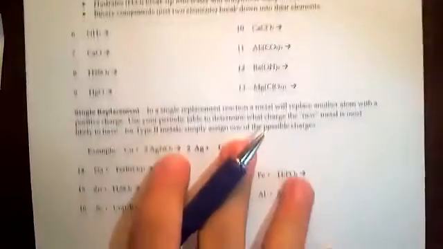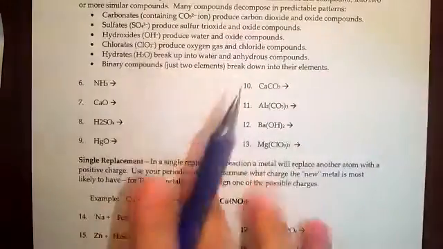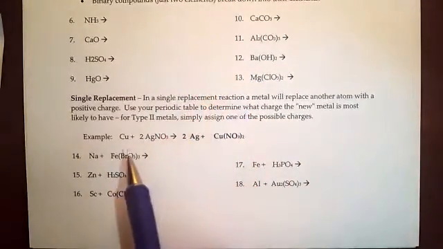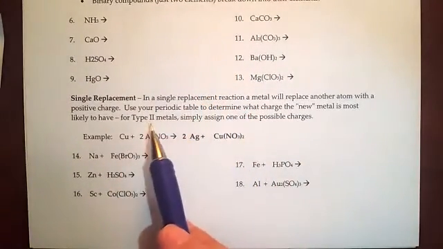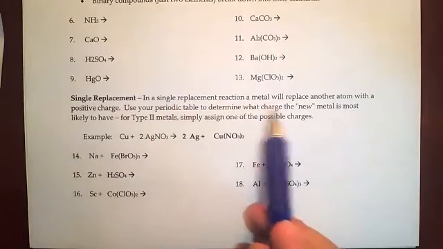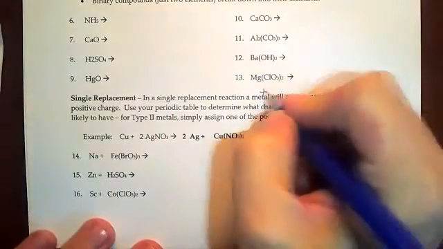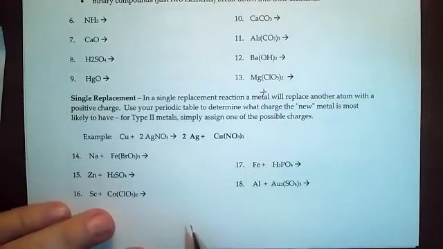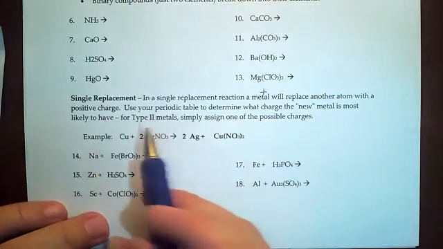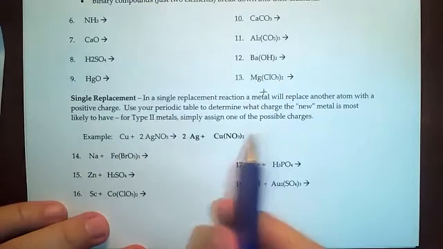Since I didn't get one, I would like to talk about single replacement because actually I think I should rearrange this so this goes at the end. But anyway, we'll just skip it for now. So in a single replacement reaction, a metal will replace another atom with a positive charge because metals like to be positive, right? So it will replace another positive. Use your periodic table to determine what charge the new metal is most likely to have.